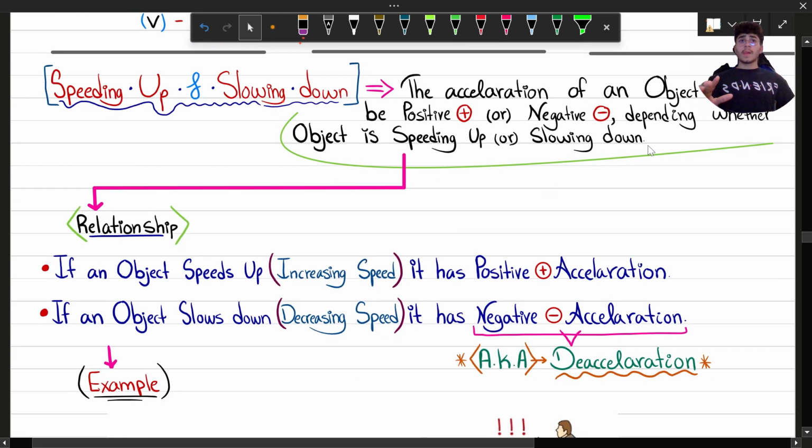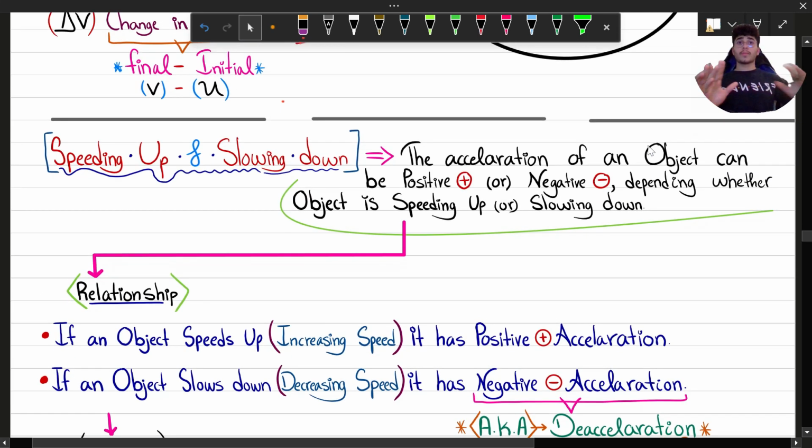Speeding up and slowing down. Acceleration of an object can be positive or negative. Again, acceleration also has positive and negative values because acceleration is also a vector quantity because it has velocity, and velocity has positive and negative values. So acceleration can be positive or negative depending on whether the object is speeding up or slowing down.